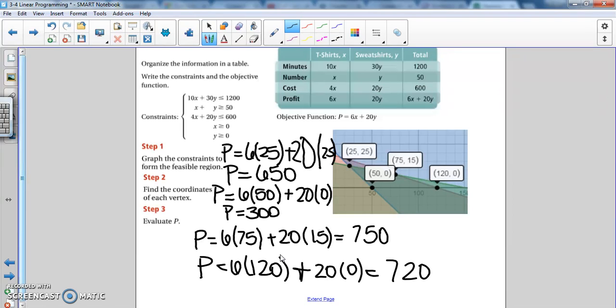After we get all of our p-values, we find that our highest p-value is equal to 750, which would mean x is equal to 75, y is equal to 15. So we would maximize our profit by selling 75 t-shirts and 15 sweatshirts. That's all.